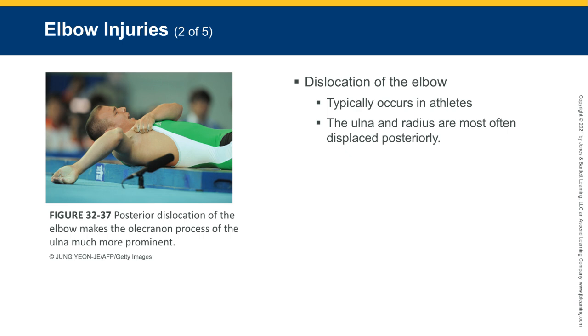Elbow dislocations typically occur in athletes and result from a fall or direct impact. In most cases, the ulna and radius are displaced posteriorly. A telltale sign of elbow dislocation is the prominence of the olecranon process, which appears visibly displaced. Proper splinting and prompt transport are crucial to prevent further complications.